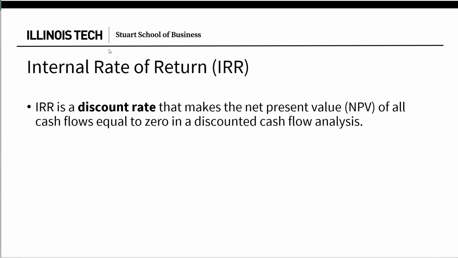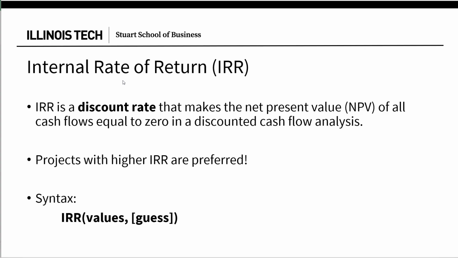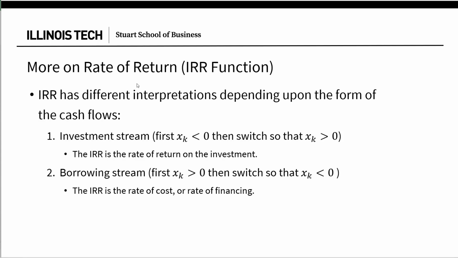In some sense, the way to think about the IRR is that it's the annualized return for a given project, okay? And generally speaking, we prefer projects that have a higher IRR. In Excel, there's a function, the IRR function, that once you give the cash flow values, it returns this discount rate, okay? A few more things on the IRR.